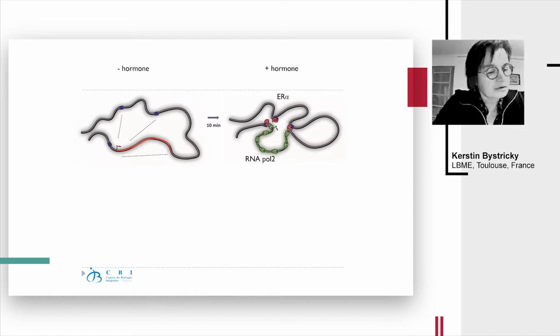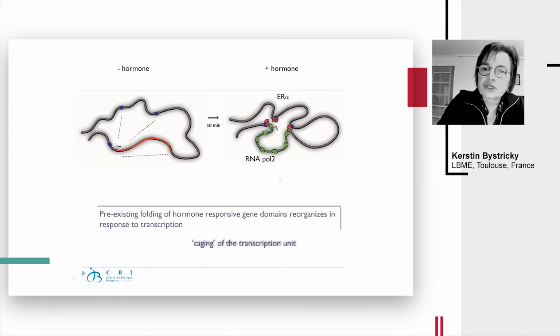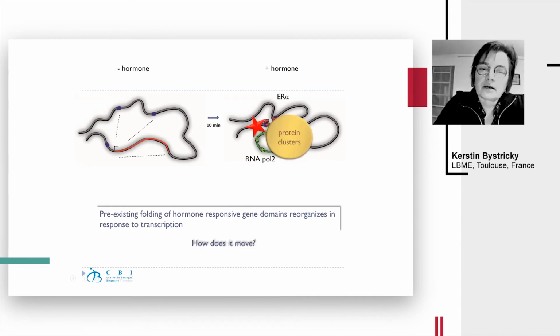So to summarize this part, I'd like to say that we have a pre-organized structure that gets reorganized when you add hormone to it. It's probably due to some caging that can be linked to the accumulation of protein clusters. And now we wanted to set out and look at what happens in living cells.